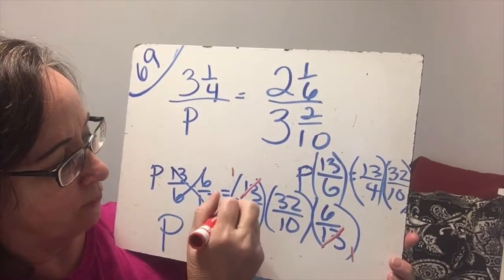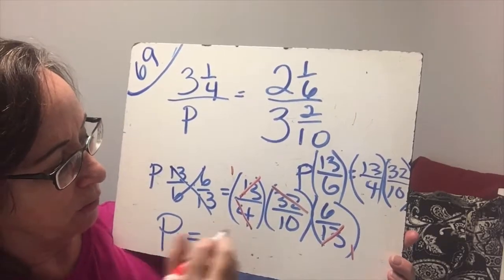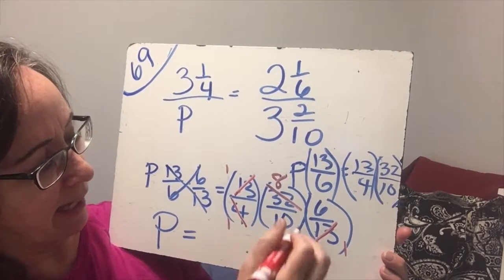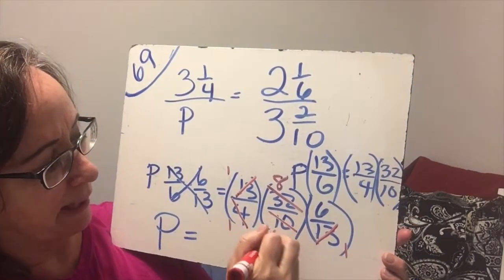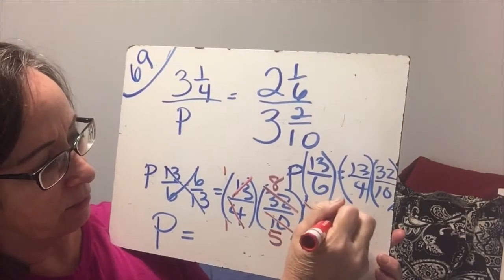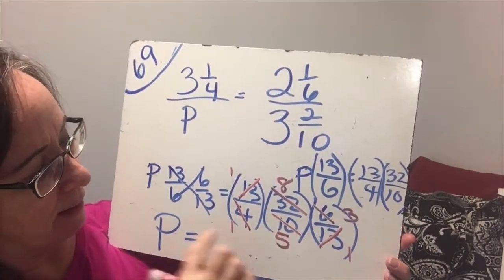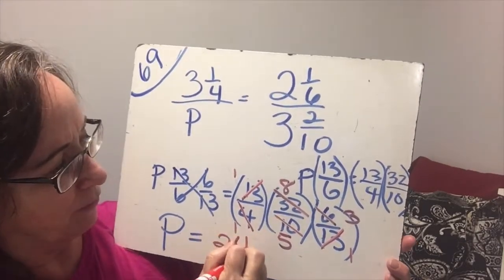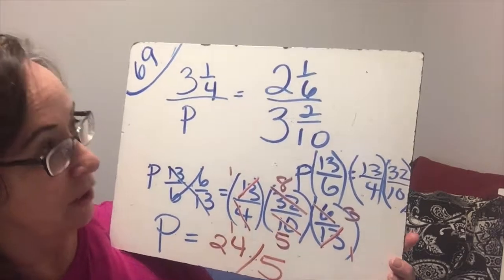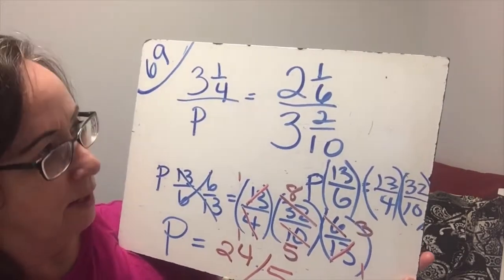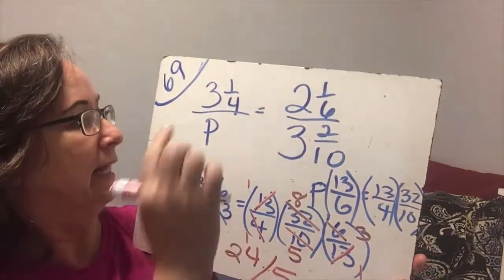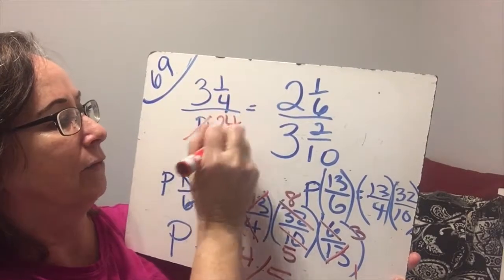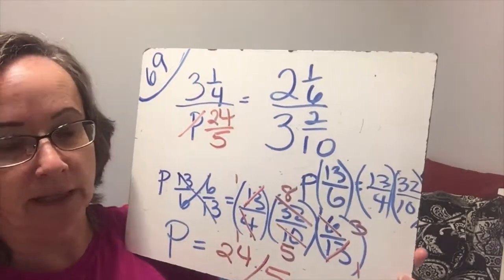We have a 4 and a 32, which will cancel with a 1 and an 8. And we have a 10 and a 6, which will cancel with a 5 and a 3, just taking 2 out. Okay, so now on the bottom, I only have a 5. On the top, I have a 24. So 24/5 should be our final answer. But let's check.